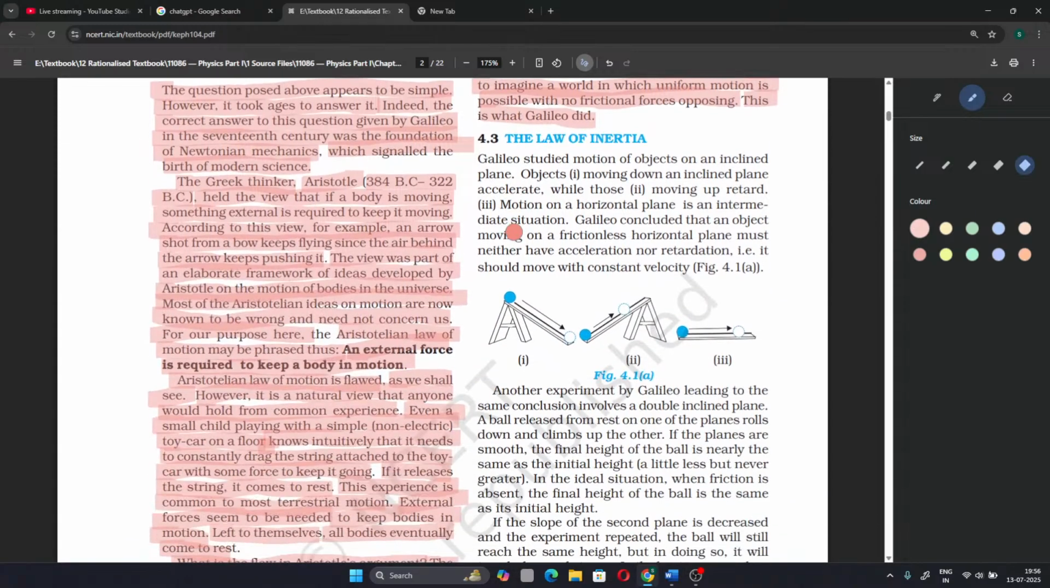Now let's see the next main topic of 4.3, the law of inertia. Galileo studied the motion of objects on an inclined plane.